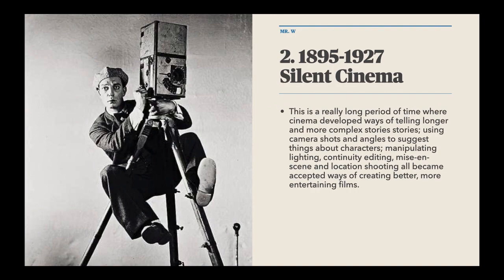So our second point on the timeline is silent cinema, and it's not a single point on a timeline. It's actually a stretch of 30 odd years between 1895 and 1927, and this is where cinema kind of grew and developed, and it learned a language, a little bit like a baby growing up. It learns a language, it learns how to talk to people, how to talk to audiences, and how to get across ideas towards them.